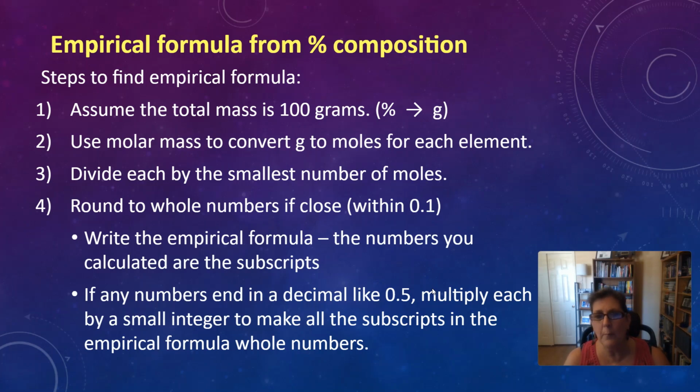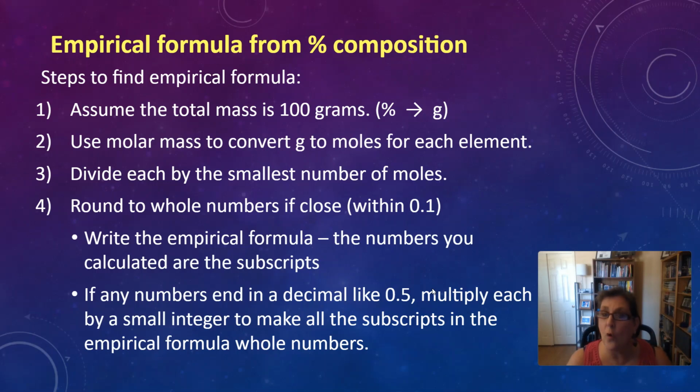Now, if any of the numbers are not close to rounding, like if we had 2.5, that's not close enough to round to 3. It doesn't round to 2 either. So we would need to multiply 2.5 by 2 to get it to 5, which is a whole number. So you just multiply everything by a small integer to make all the ratios whole numbers. We want whole numbers in our empirical formula.